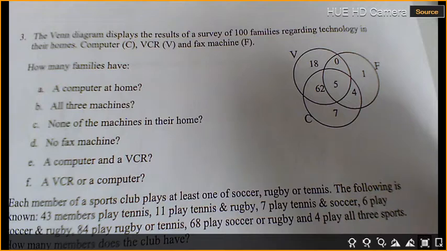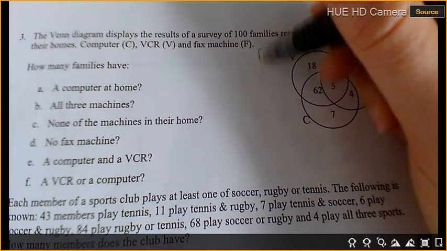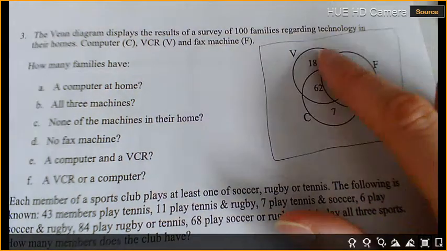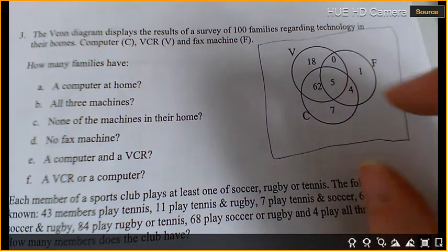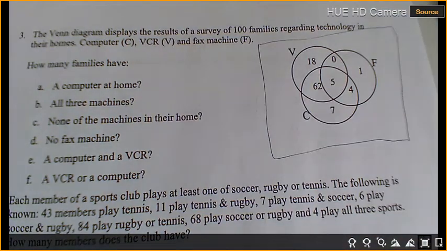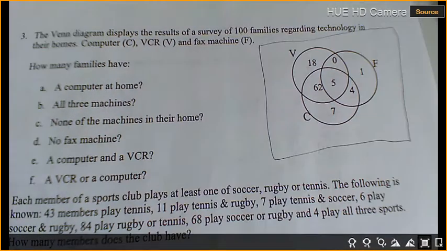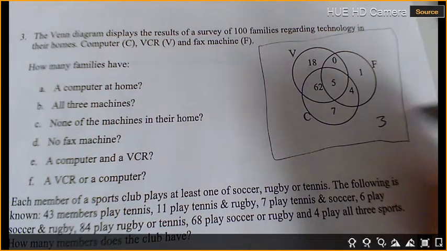So, we're going to figure out how many families have a computer at home. Okay. Here's the issue. What do we need to do first? There's 100 families here. They own VCRs, faxes, and computers. What else do I have to do to figure out how many people don't own any of those 3? How would I figure them out? You add up everything and you subtract from 100 because it says 100 families. Okay? So there are 3 families that don't own any of those things.